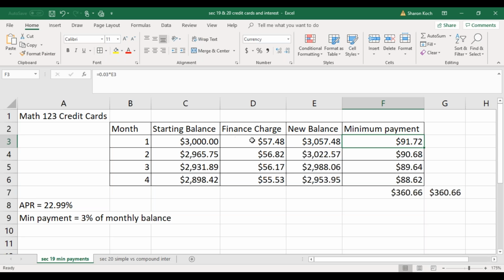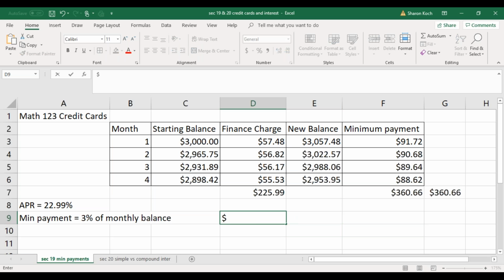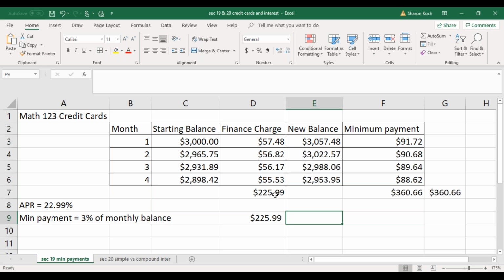Okay, so before I do that, I also want to add up my finance charge here. So my finance charge, I'm going to just relist it right here, 225.99. Okay, so I put that finance charge here. All right, now let's take a look at what's going to happen. Maybe I should move this. So my functions are just not working on this today.